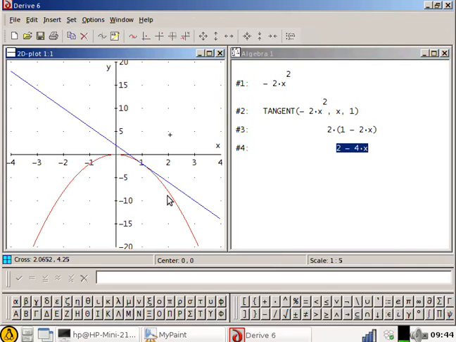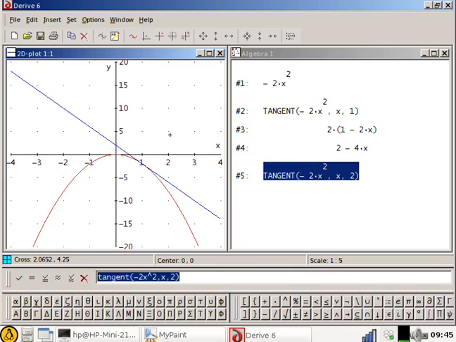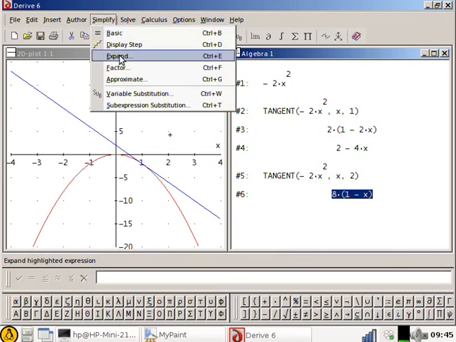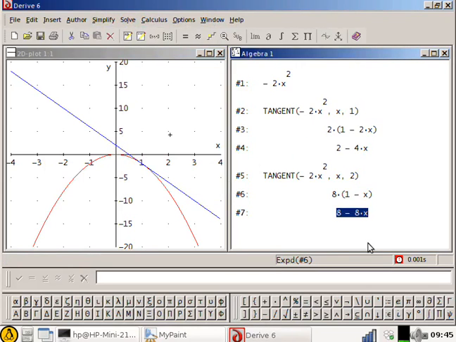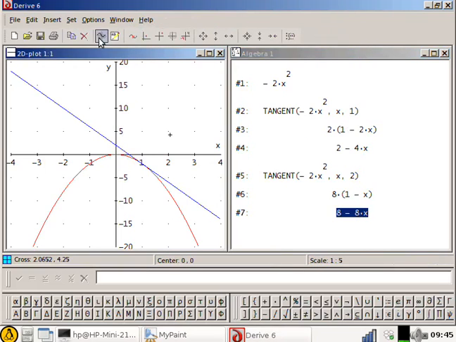Now, when I put x is 2, what's the slope of that tangent line? What did you say? Minus 8. So let's have a look. If I expand that, simplify, expand, you can see it's minus 8. And let me graph that one again. And see, there's the tangent line.